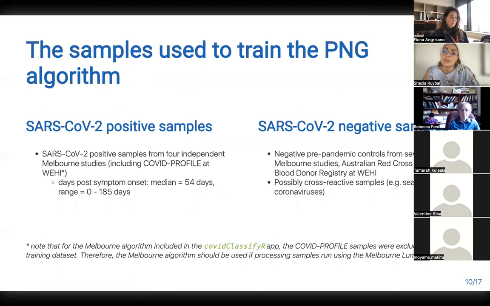So just a bit more detail on the data sets that we used to train the algorithm. The positive samples came from 4 independent Melbourne studies, from WEHI, from the University of Melbourne, and from the Doherty Institute. And then the samples for the PNG algorithm included samples from the COVID profile study, which is the study that we're leading from Evo's lab and in collaboration with Leanne and others. So that's why I've put a bit of a star.